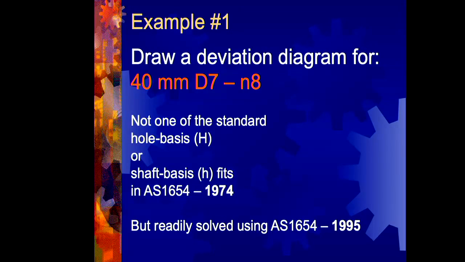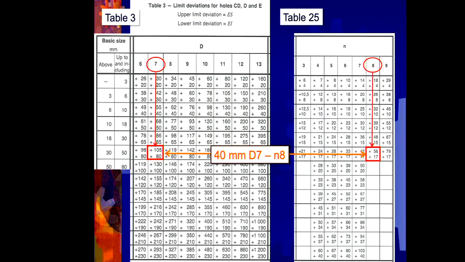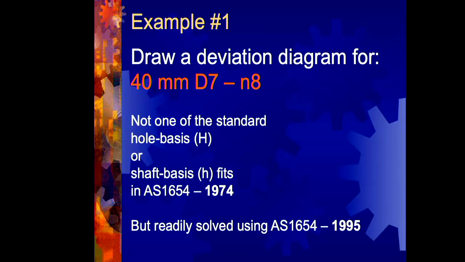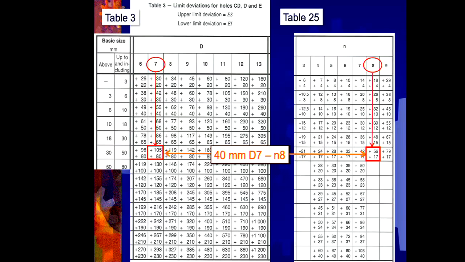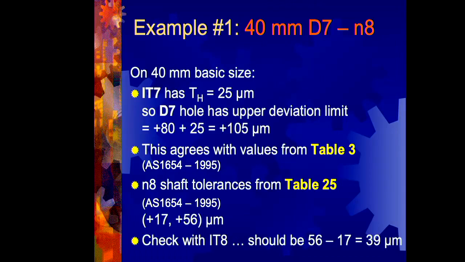So I want to try and finish off with this quick example. Draw a deviation diagram for 40mm D7N8. None of these have a hole basis or a shaft basis, but we can readily solve it. From table 3 in the 1995 edition, D7, we've got a couple of values. N8, we've got a couple of values from two distinct tables in the standard, table 3 and table 25. So D7, N8, we've got for the value of 40, which is between 30 and 50, both times, trust me. We've already got the 4 values we need.